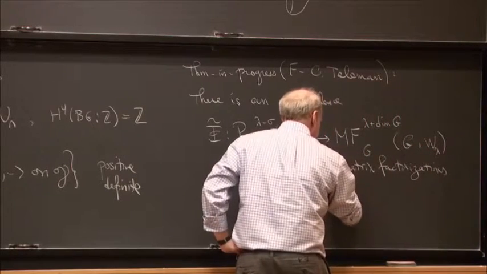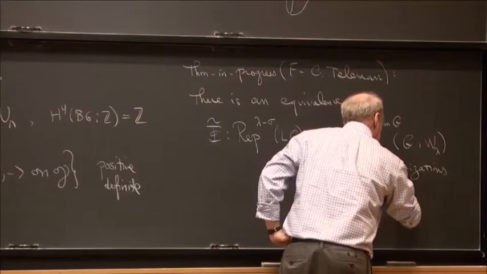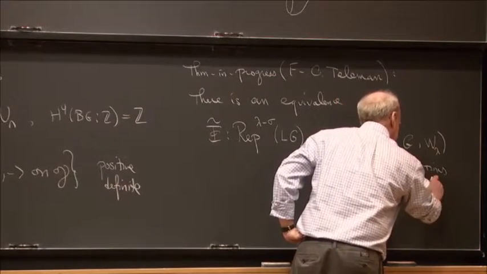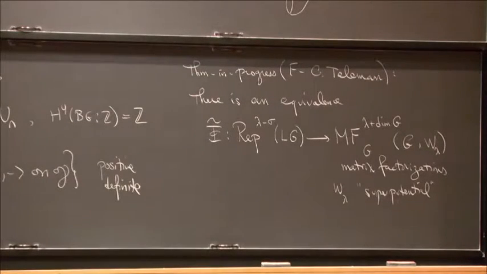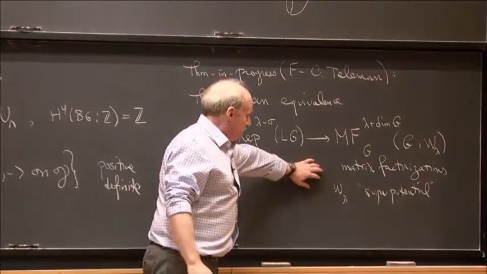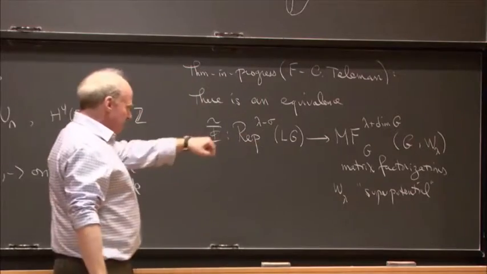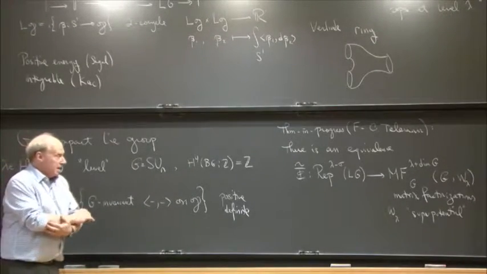And this W lambda is called the superpotential, or sometimes curving. So these come up also in physics in the context of what's called the B model. And there's lots of work by Orlov, Kapustin and Lee, Kontsevich, many people, about this matrix factorization category.